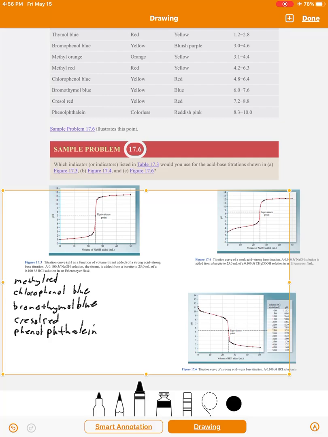Bromothymol blue 7.6, possibly. We're getting pretty close to there. But definitely cresol red, and phenolphthalein. Bromothymol blue is questionable. It's pretty close. I suspect it would probably be okay as well.